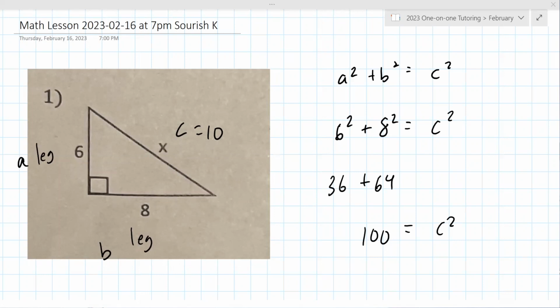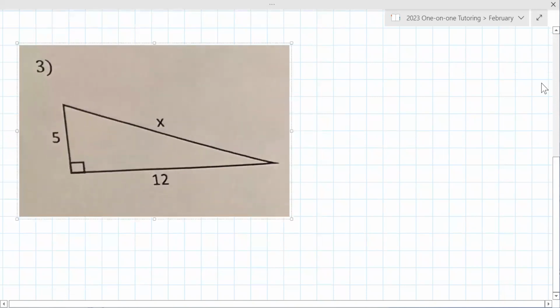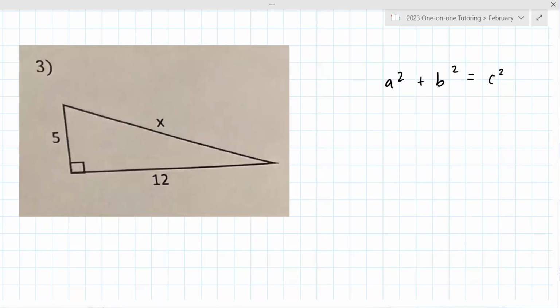I've got a bunch more that we can work on, but let's go. All right. So you should always start out by writing a squared plus b squared equals c squared. That is the Pythagorean theorem. Yes. And a and b are the legs. Okay. All right. Well, that's what we need to do.